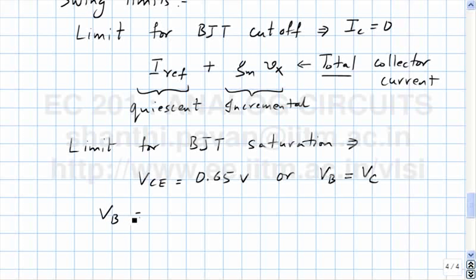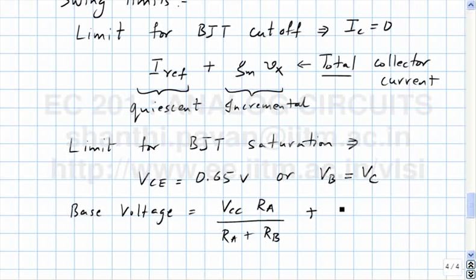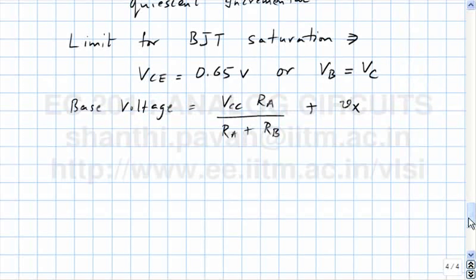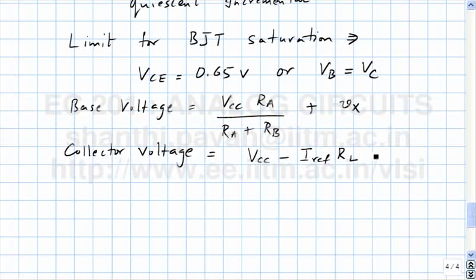The total potential at the base is of the form: the base voltage is nothing but VCC times RA by RA plus RB, assuming that we have chosen RA and RB wisely, plus the incremental value, which is simply Vx. And the collector voltage is VCC minus IC RL, this is a quiescent value, minus GM times (RO parallel RL) times Vx.